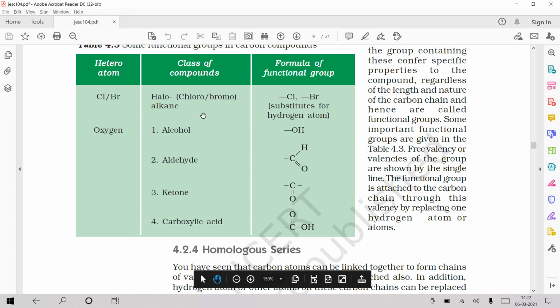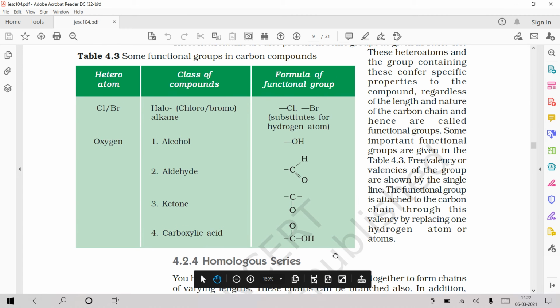For example, if they ask for alcohols, what is the functional group? OH. That means in a hydrocarbon, you just replace a hydrogen by OH, then it becomes an alcohol. Similarly, if you replace a hydrogen with CHO, these are called aldehydes. If you replace with C double bond O, they are called ketones. Like this, you can have different groups of organic compounds identified by their functional group: alcohols, OH; aldehydes, CHO; ketones, CO; and carboxylic acids, COOH.